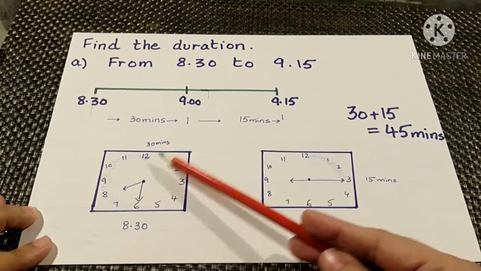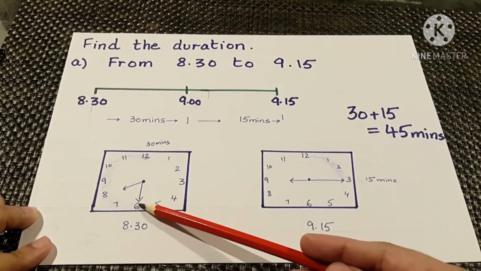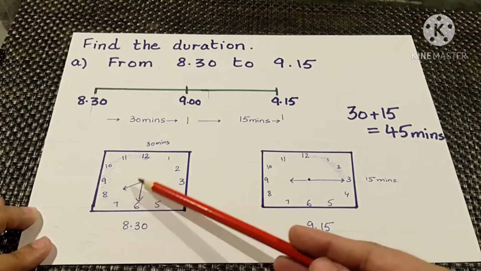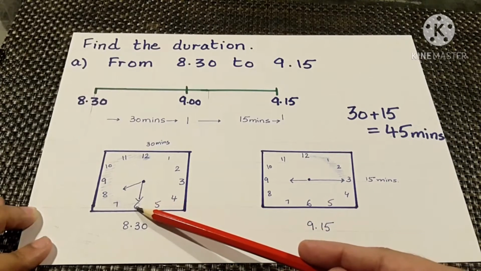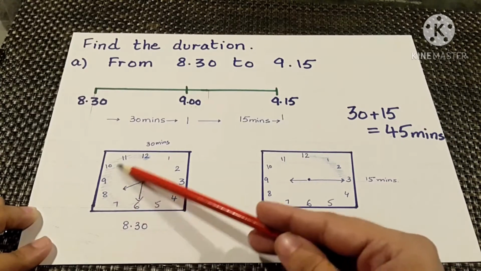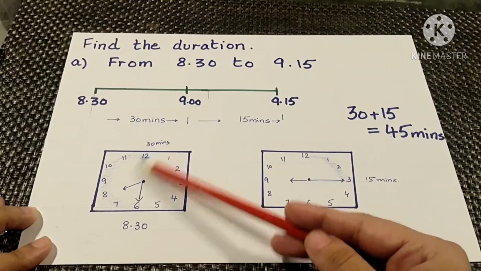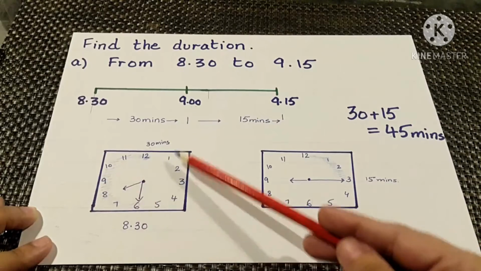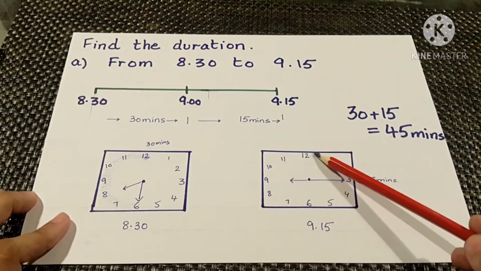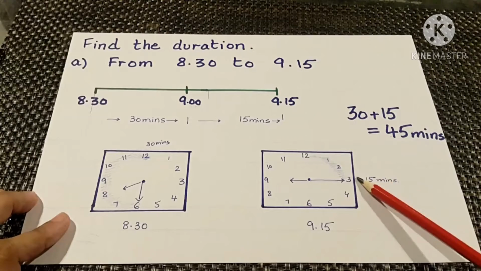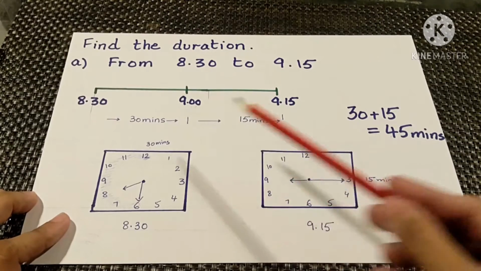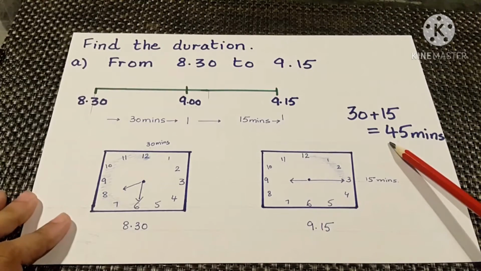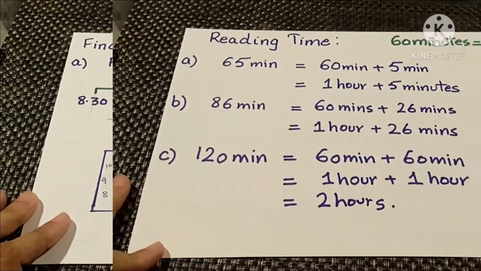Now in the diagram you can see 8:30 is here, the hour hand is towards 8, the minute hand is towards 6. The time from here to here, from 8:30 to 9, is 30 minutes. From 9 to 9:15, it is 15 minutes. When we add 30 minutes and 15 minutes, we get 45 minutes. In this way, we find the duration.